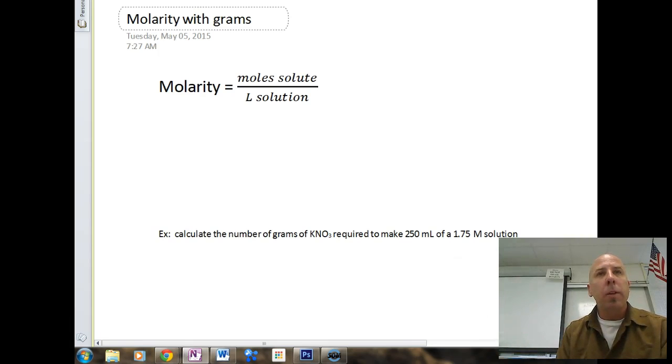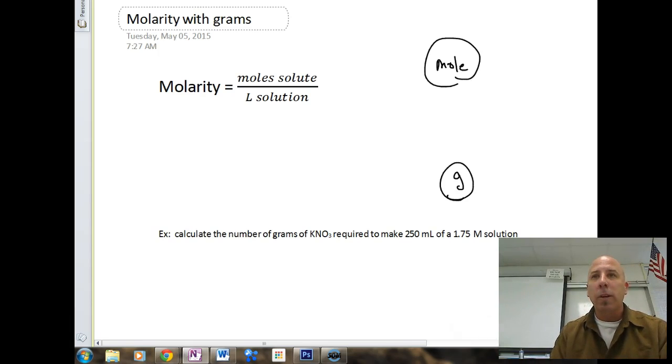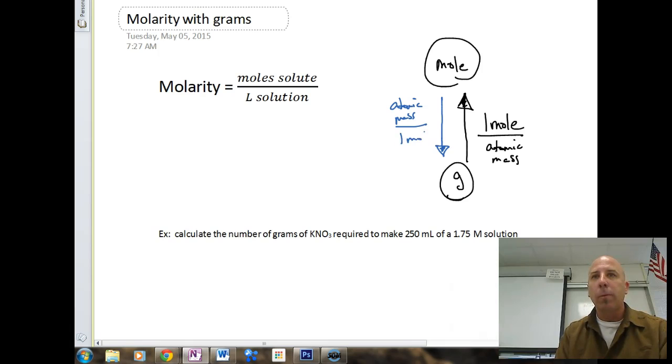A couple other things we're going to take into account here is the mole road, and the mole road's coming back for us. Remember, in the mole road we had the mole in the middle, and down at the bottom we had grams. If we wanted to convert from grams up the road to moles, we would use the conversion factor 1 mole over the atomic mass or molar mass of whatever substance we were talking about. And if we wanted to go from moles down the road to grams, we would just reverse that and put the atomic mass on top, and 1 mole on the bottom.